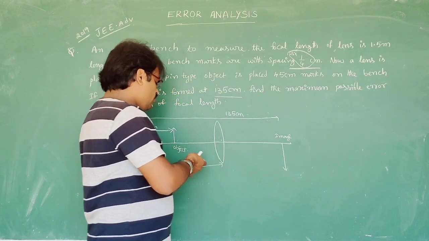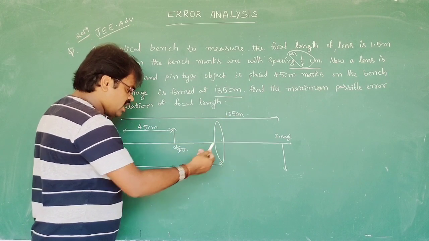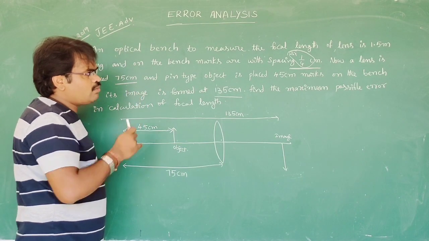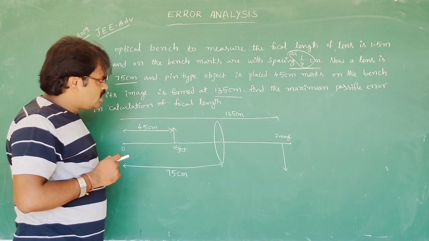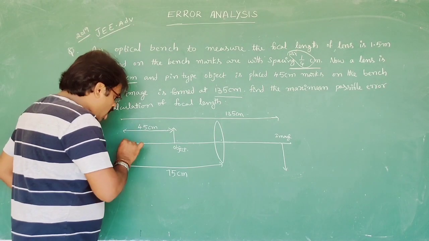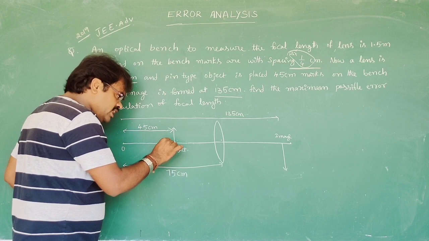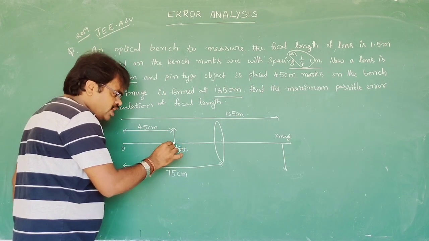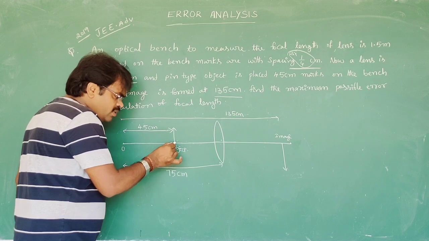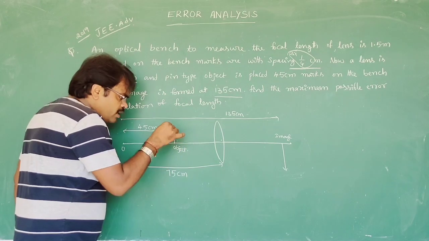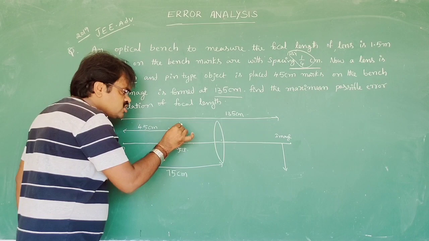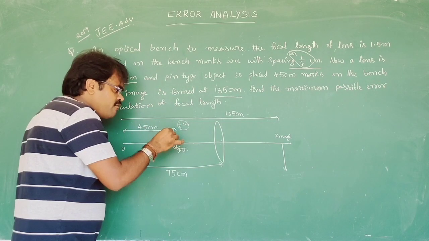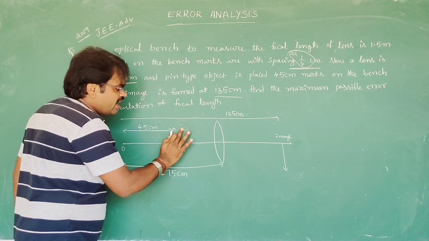For the object, the image, and everything, the error in this experiment is 1/4 centimeter. The object is marked at 45 centimeter, but the spacing of the marks is 1/4 centimeter. That's why at the time of marking it can have an error.